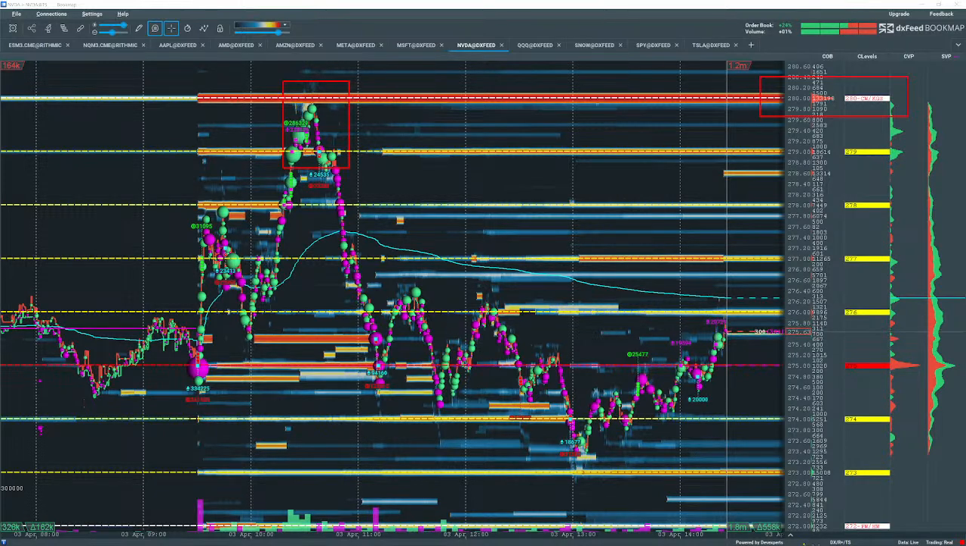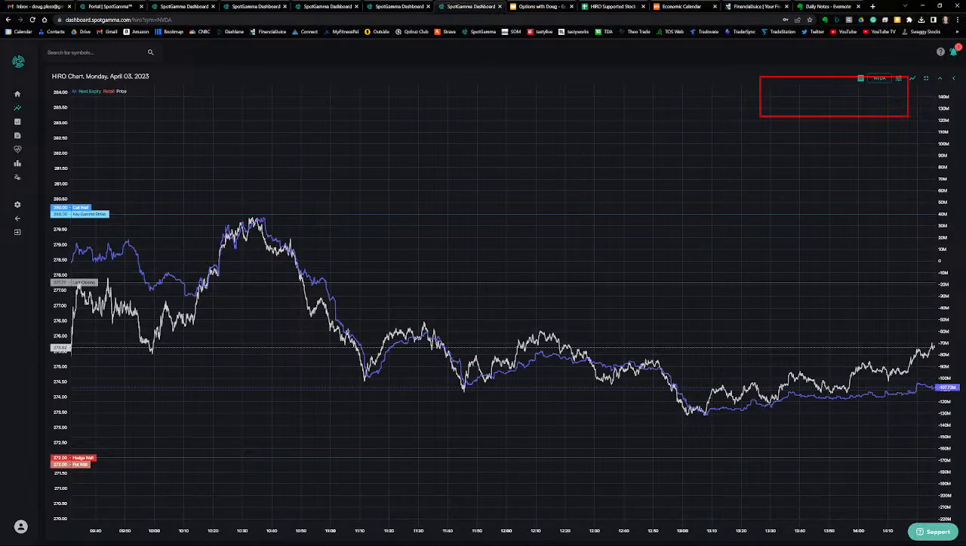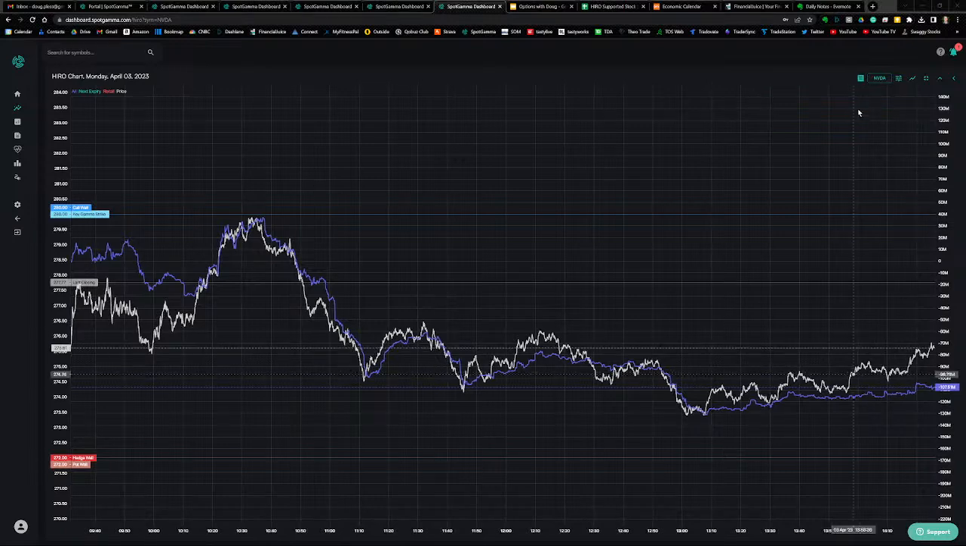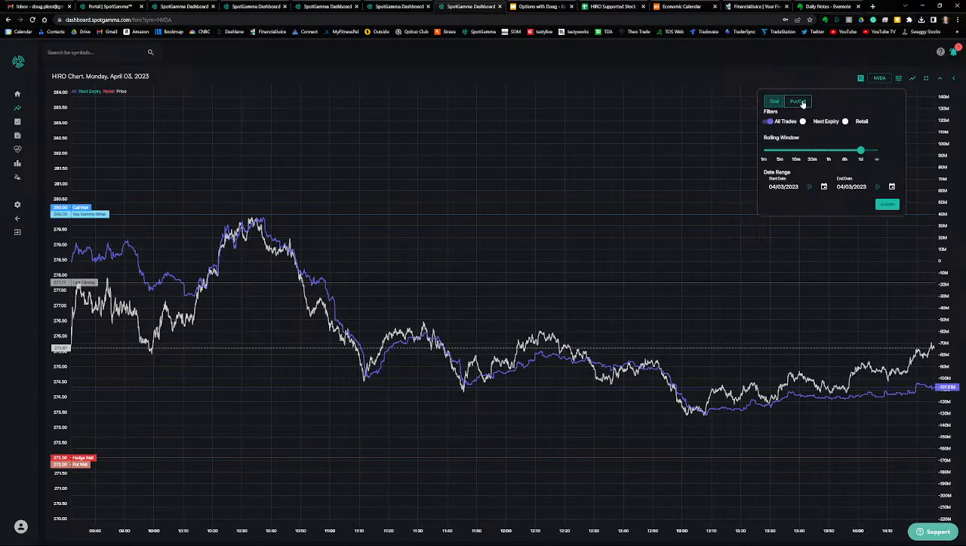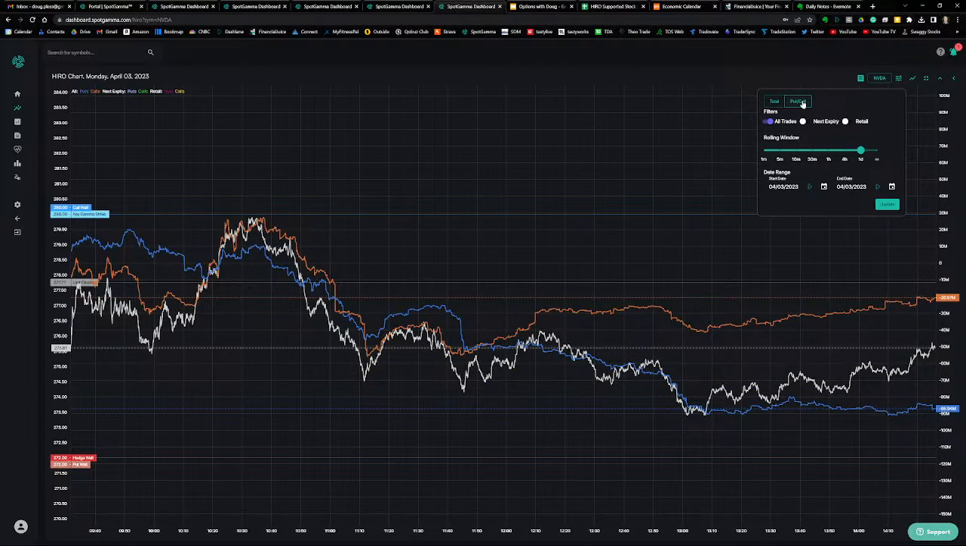Let's go back and take a look at Hero. Clean that up. And let's see if we can separate out puts and calls. So no significant insight gained from breaking out the signal here.